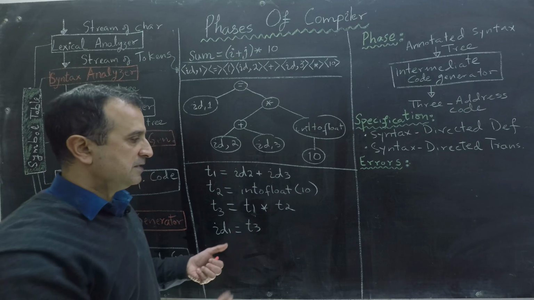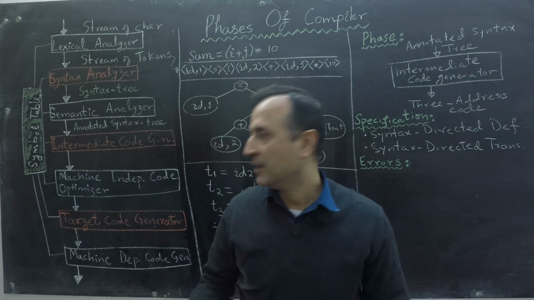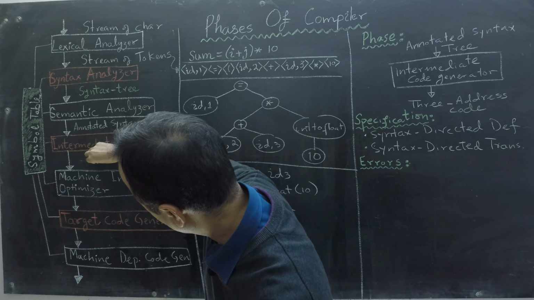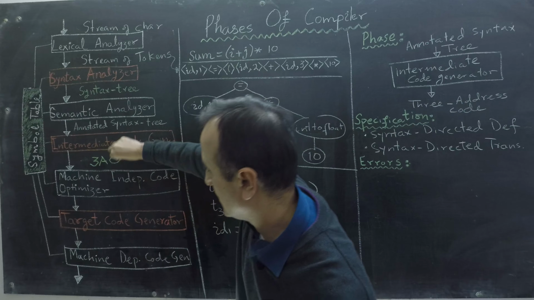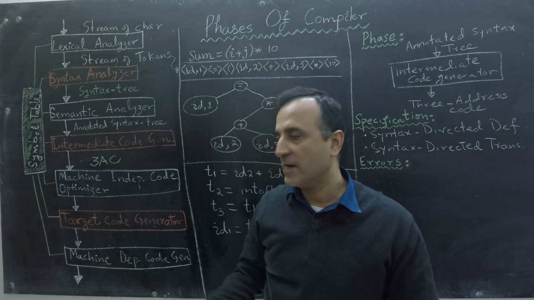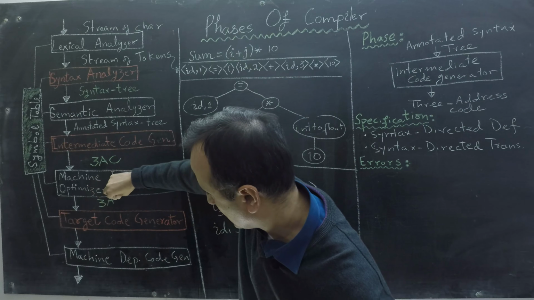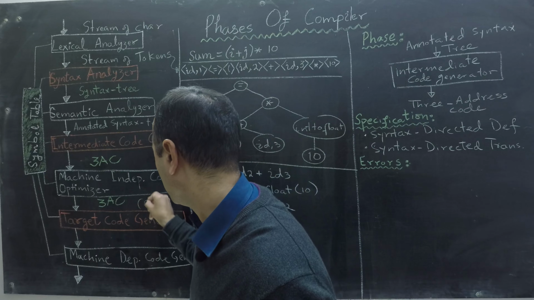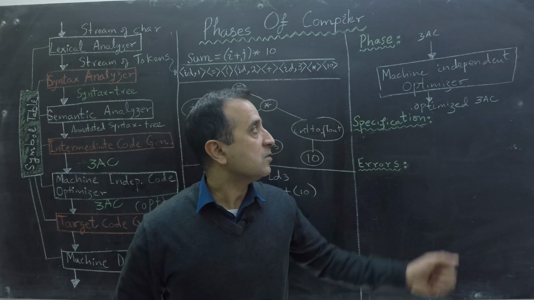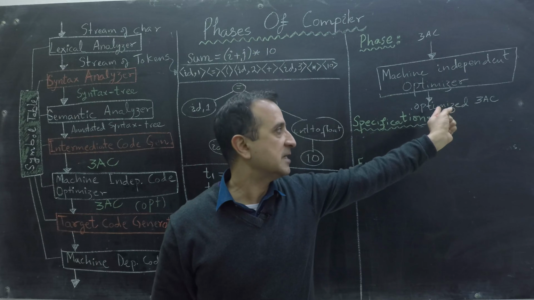The advantage of producing this 3 address code and this intermediate representation is that we can now do lots of optimization which are machine independent. So our next phase is machine independent optimization. The input to the machine independent code optimizer is 3 address code, which was the output of intermediate code generation. And the output is also intermediate code, usually in the form of 3 address code, but much more optimized. So the input to our machine independent optimizer phase is 3 address code and its output is optimized 3 address code.